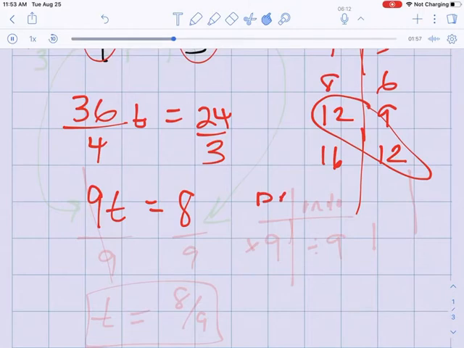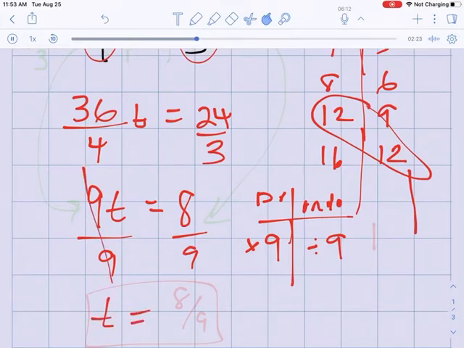All right, now I'm trying to figure out what t is. So if I do my do-undo chart over here, bad handwriting, ignore that. I am multiplying t by 9, and so in order to undo that, I need to divide both sides by 9. So divide both sides by 9, and we get that our answer is going to be t equals 8/9. All right, so that would be our answer for question 1.